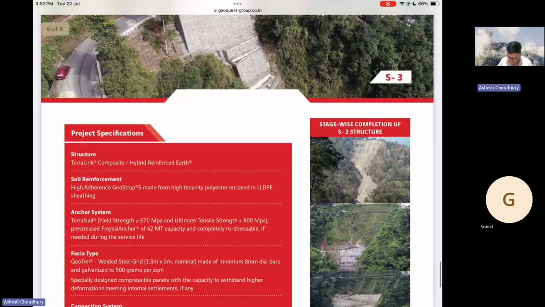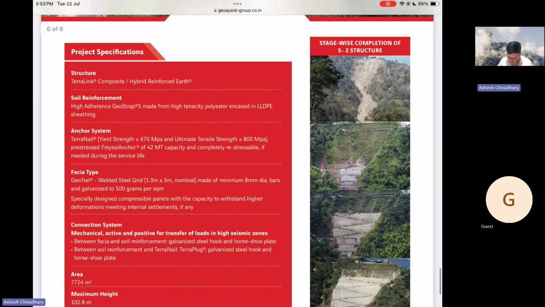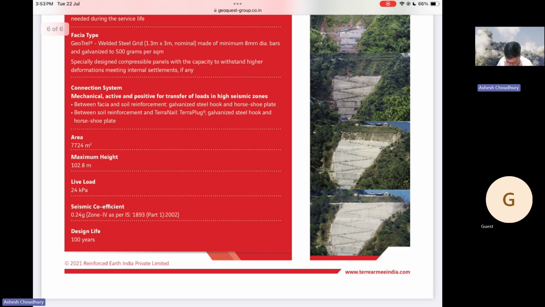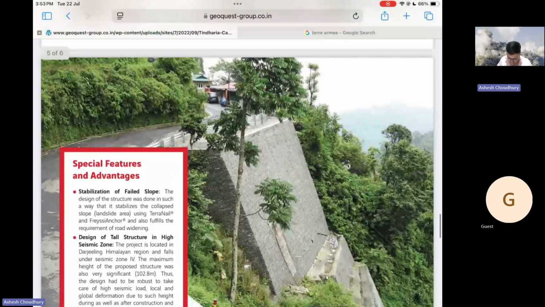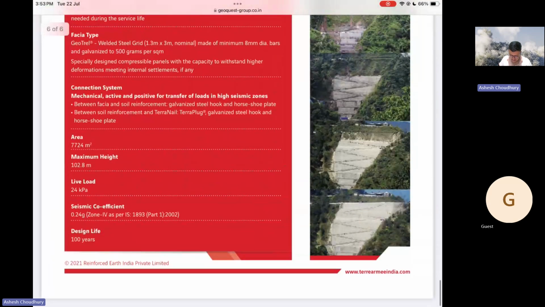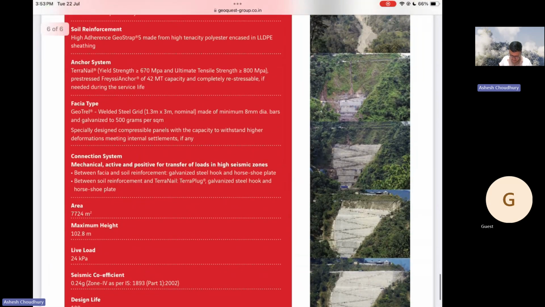Okay, these are other specifications that are given. Design life is 100 years. Maximum height of the structure is 102.8. Live load was taken as 24 kPa. Seismic coefficient was 0.24, zone 4 as per IS 1893 part 1, 2002. I don't know why they wrote 2002, because 2016 is the updated code, I think. God knows why they wrote this.